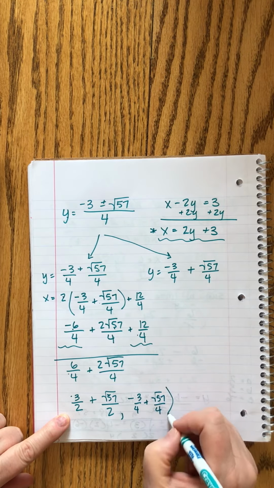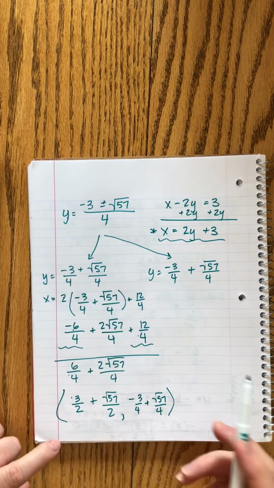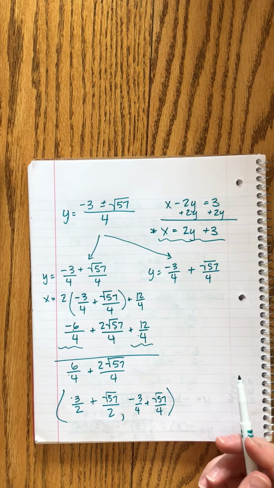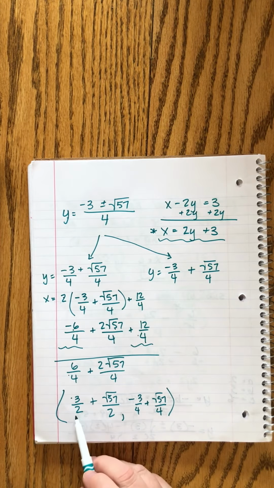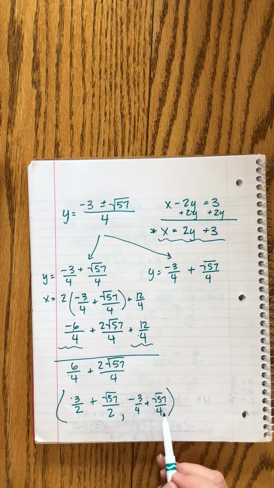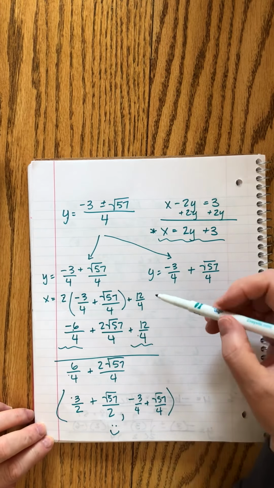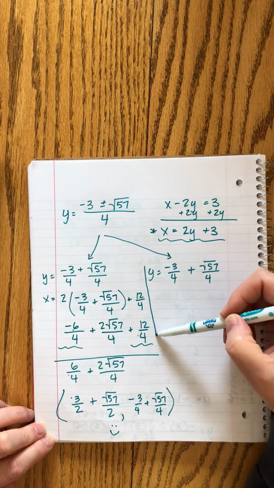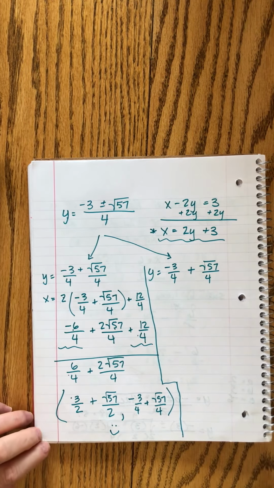So I'm saying that this is one of the points where those two original systems of equations, that original system of equations, this is one of their points of intersection. Positive 3 over 2 plus square root of 57 over 2, comma, minus 3/4 plus square root of 57 over 4. Okay, so this is correct. But we're not done because now we have to do this side. And I'm going to draw a line. Got a little encroachment here, so I'm going to have to work around that.